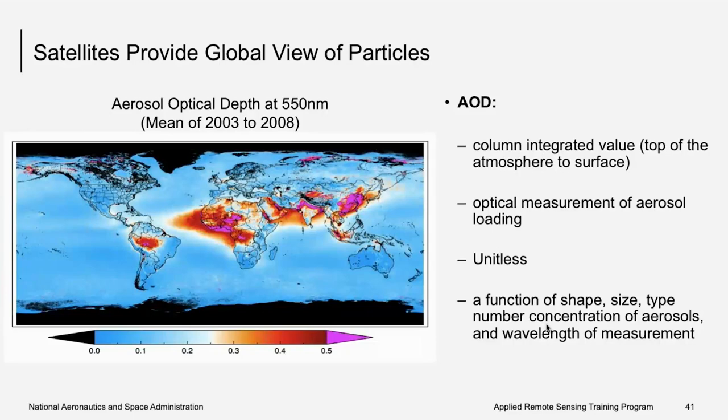Again, a few things to remember about aerosol optical depth: it is a column-integrated value. It's an optical measurement of aerosol loading in the atmosphere. This is a unitless quantity. It does not have any unit, which is not the case for PM2.5, which is measured in microgram per cubic meter, whereas the AOD is unitless. Aerosol optical depth is a function of shape, size, type and number concentration of aerosols in the atmosphere, and the wavelength at which the measurements are taken.